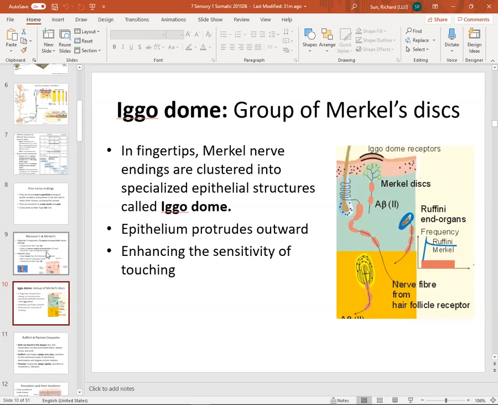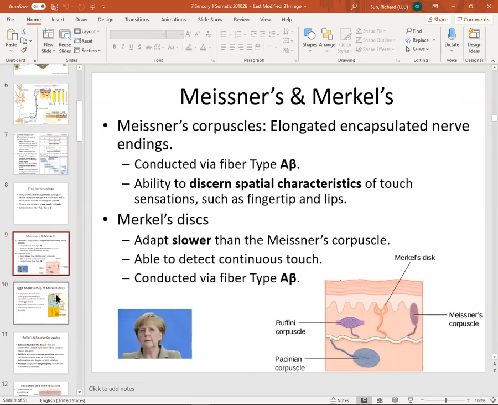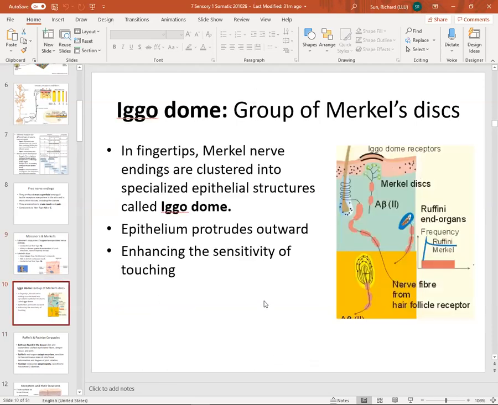So before we go into the Ruffini and Pacinian, I also want to introduce one special region. This is called the eggdome. The eggdome is an extrusion in the skin, and this one basically provides enhanced touch of the Merkel's disks. So underneath this eggdome, we have a group of the Merkel's disks.